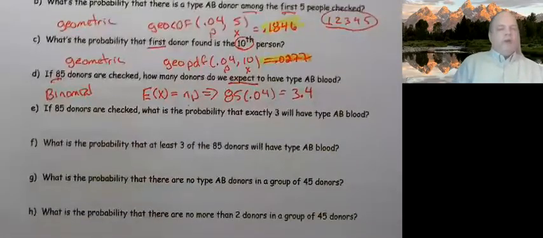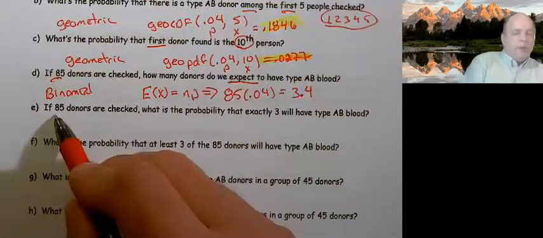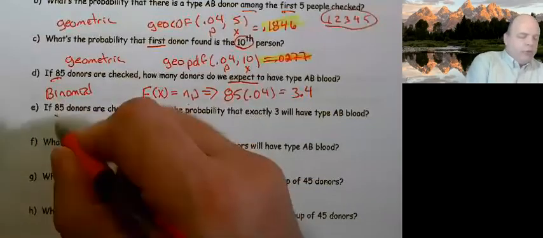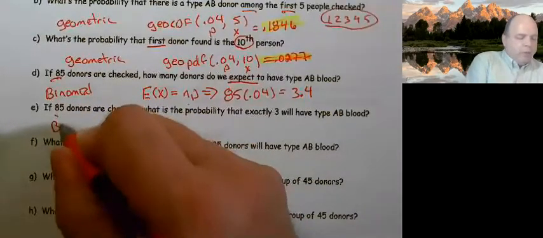If 85 donors are checked, once again, we're working with a specific number of trials. So since we have a specific number of trials, we are probably working with a binomial.